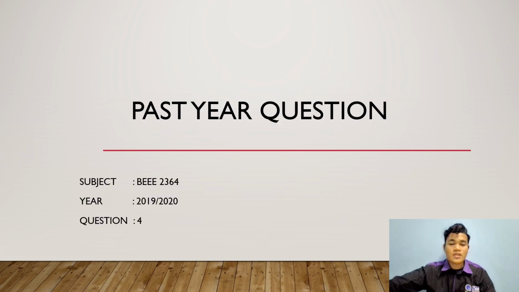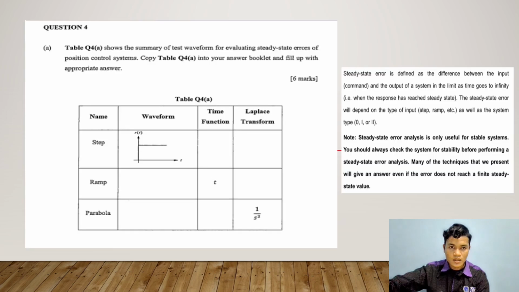Okay, today I will discuss a past year question, subject BEEE 2364, year 2019 to 2020, question number 4. Question 4A: Table 4A shows the summary of the test waveform for evaluating steady state error of a position control system. This is the table: step, ramp, and parabolic input. We must fill in the waveform, time function, and Laplace transform.